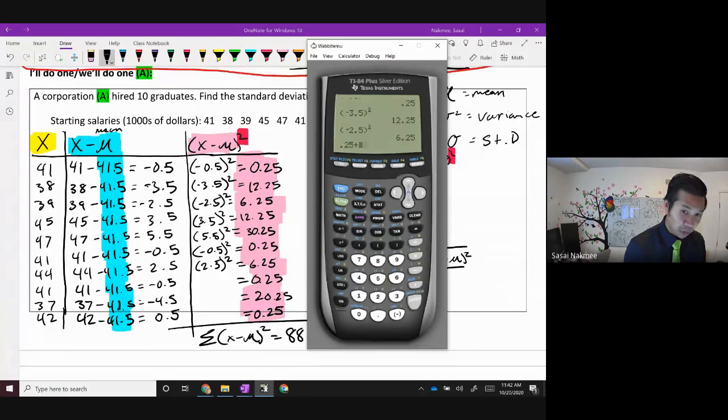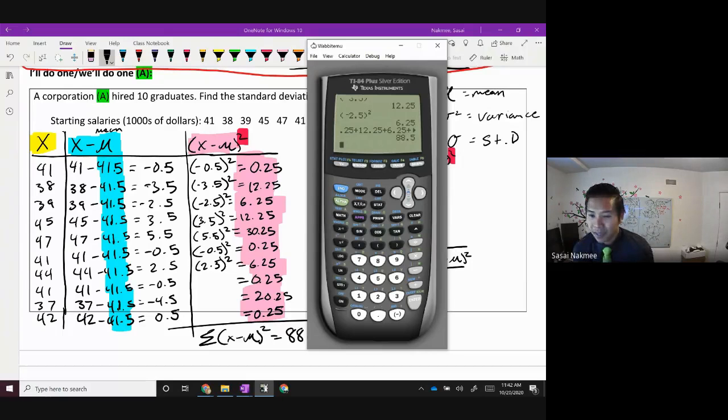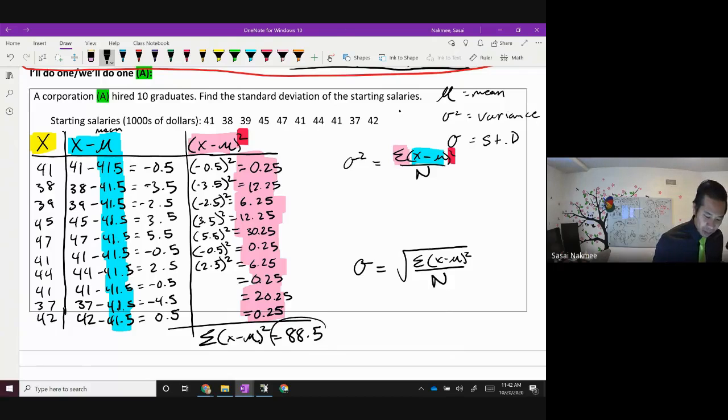0.25 plus 12.25 plus 6.25 plus 12.25 plus 30.25 plus 0.25 plus 6.25 plus 0.25 plus 20.25 plus 0.25. Add those all up, and yes, we get 88.5. And this is why I'm a little excited here. Check this out. What you've essentially done, this 88.5, let's put that in a nicer color. Let's go with orange. This 88.5 represents this whole thing.